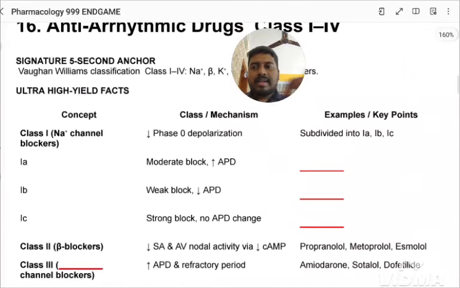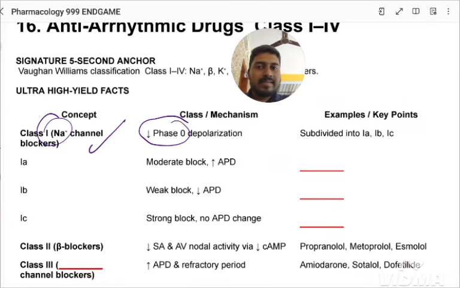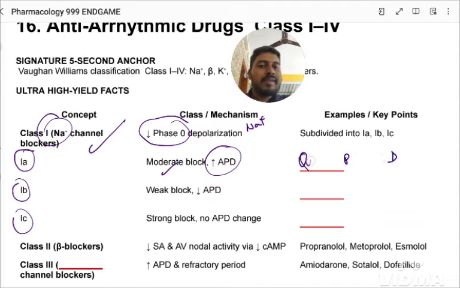So class 1 is sodium channel blocker. Phase 0 depolarization is blocked, involving sodium channels. We divide into 1A, 1B and 1C. 1A is moderate block, increased action potential duration. What is the mnemonic? QPD: quinidine, procainamide, and disopyramide.